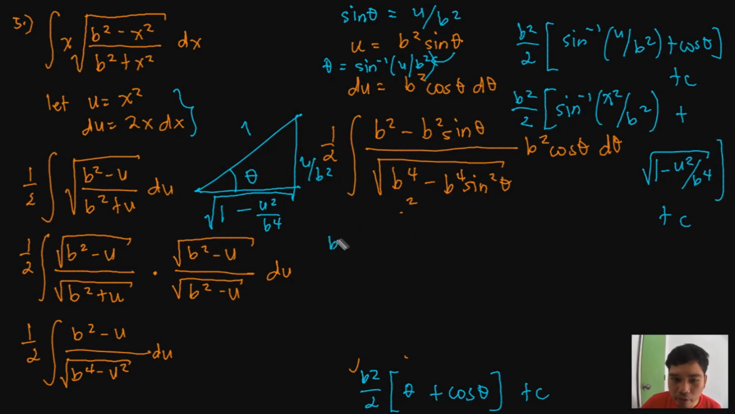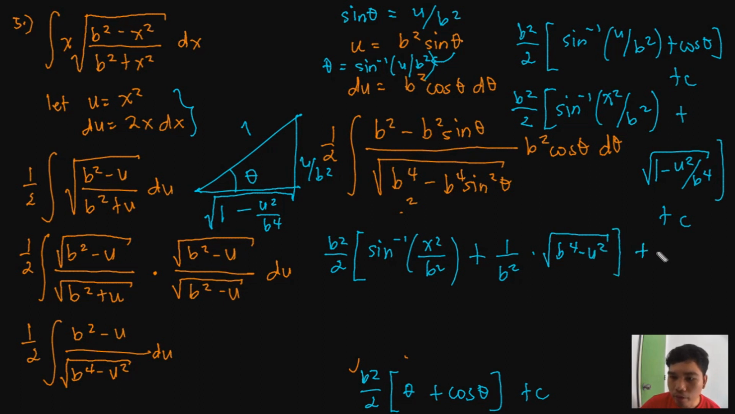So, we have b squared over 2. And then we have the inverse sine of x squared over b squared. Now, you cannot simplify this into x over b, okay? So, there is no such thing. And then plus, now this, we can have b to the 4th minus u squared all over square root of b to the 4th. So, that becomes 1 over b squared times square root of b to the 4th minus u squared. Okay? So, this is one possible form, and then plus c.